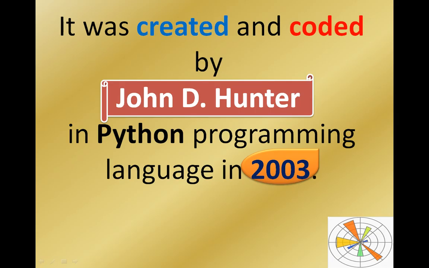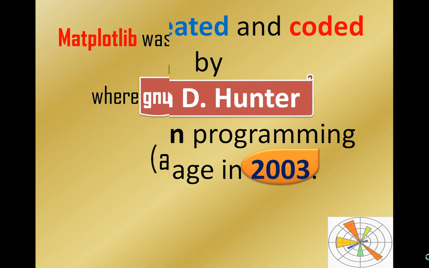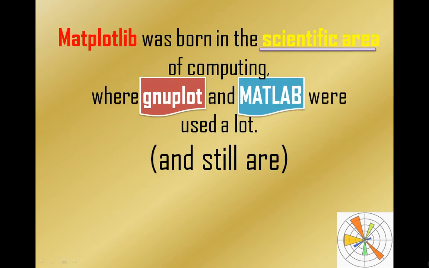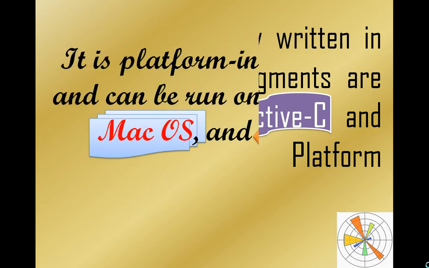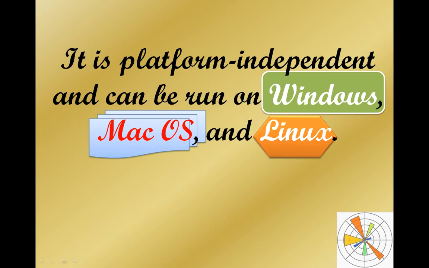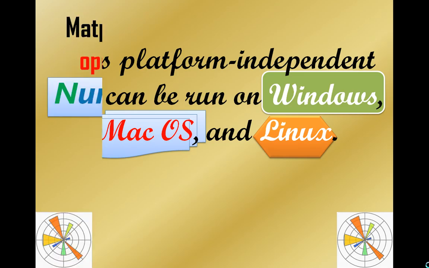This library was created and coded by John D. Hunter in Python programming language in 2003. This library was born in the scientific area of computing, where Gnuplot and MATLAB were used a lot and are still in use. This library is mostly written in Python, and a few segments are written in C, Objective-C and JavaScript, and that is because of platform compatibility. It is a platform independent library and can be run on Windows, Mac operating system and Linux.